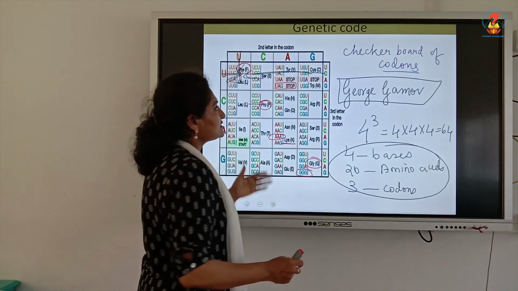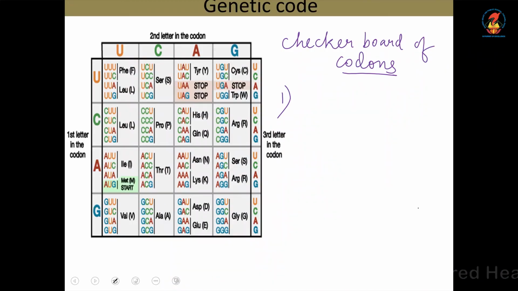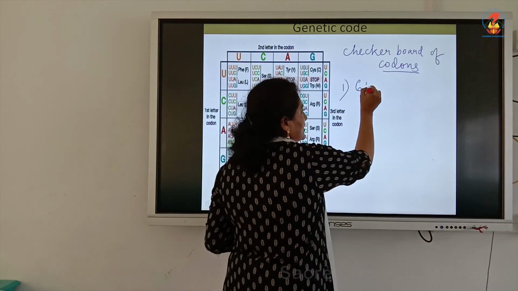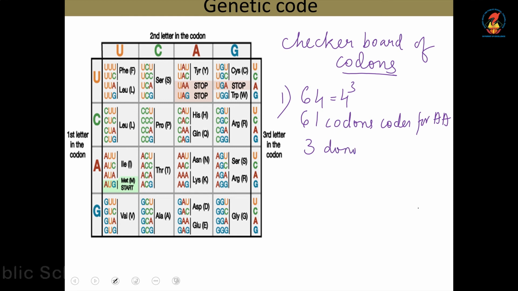Now I am going to explain the features of this genetic code. The first and foremost feature of this genetic code is that there are 64 codons, as I told you, 4 raised to 3 giving you 64. Of these 64 codons, 61 codons code for amino acids. The remaining 3 do not code for amino acids. These 3 that do not code for amino acids are called the stop codons.